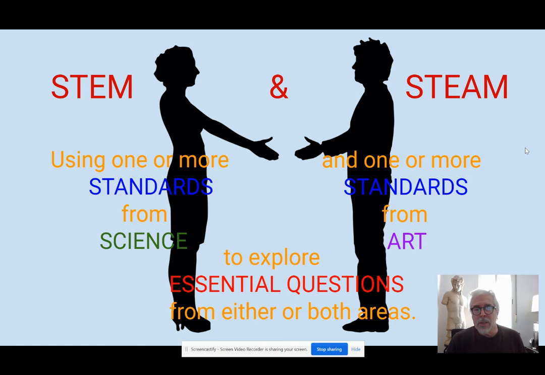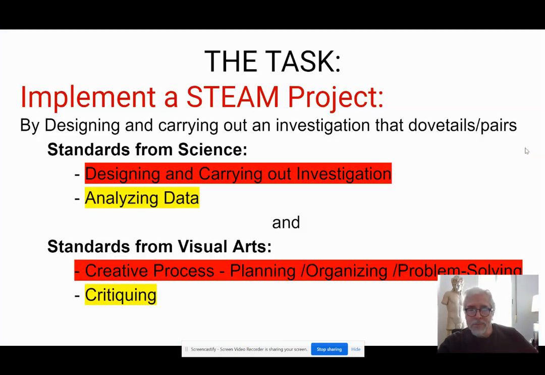And what I'm doing with this project is looking at essential questions from both of those areas. So it's really about this marriage between the sciences, or the more academic core, what are considered to be core courses or fields, and the arts. So here's the task, in terms of looking at this as a unit or a project. The idea is to implement a STEAM project by designing and carrying out an investigation that takes the standards from science, those 2 that we talked about before, and these two standards from the visual arts.